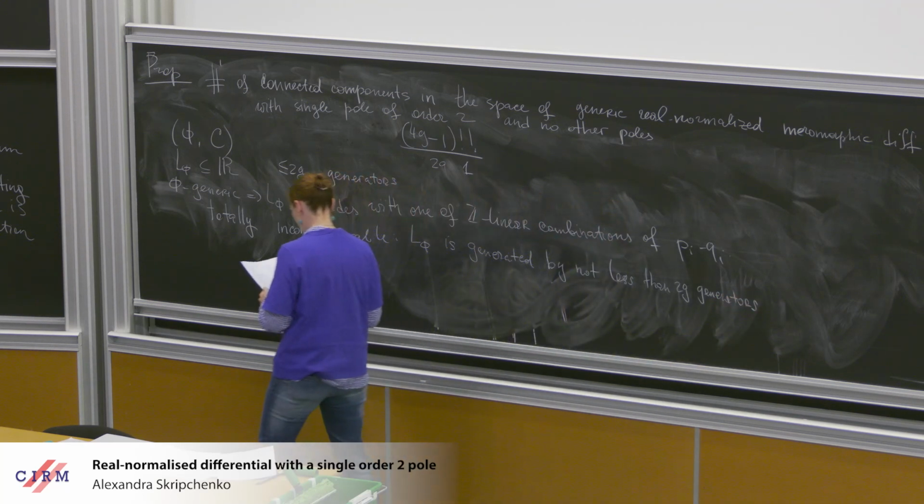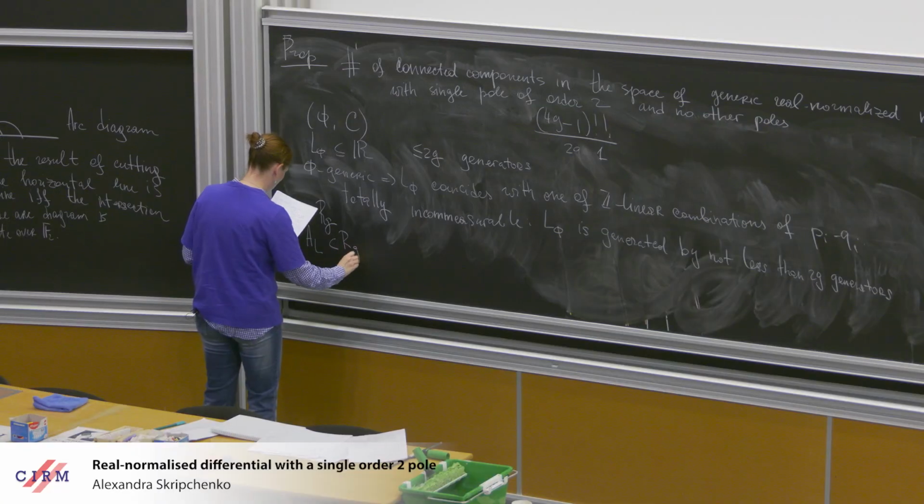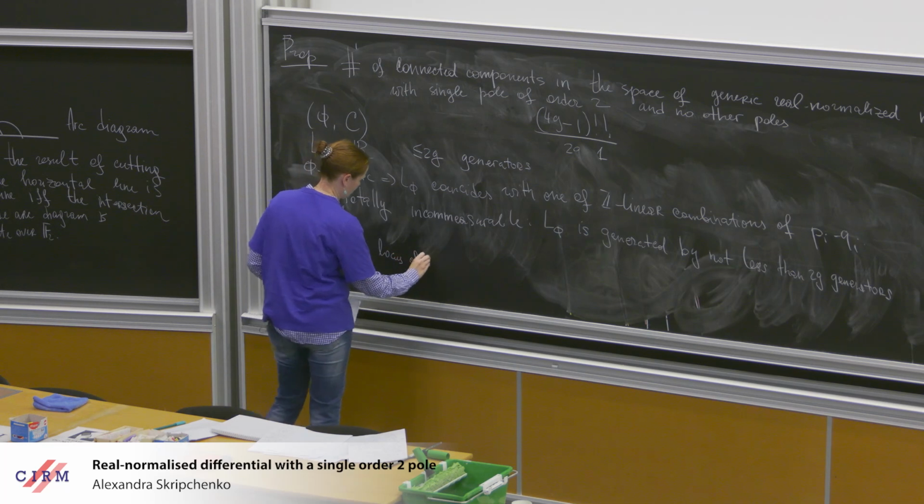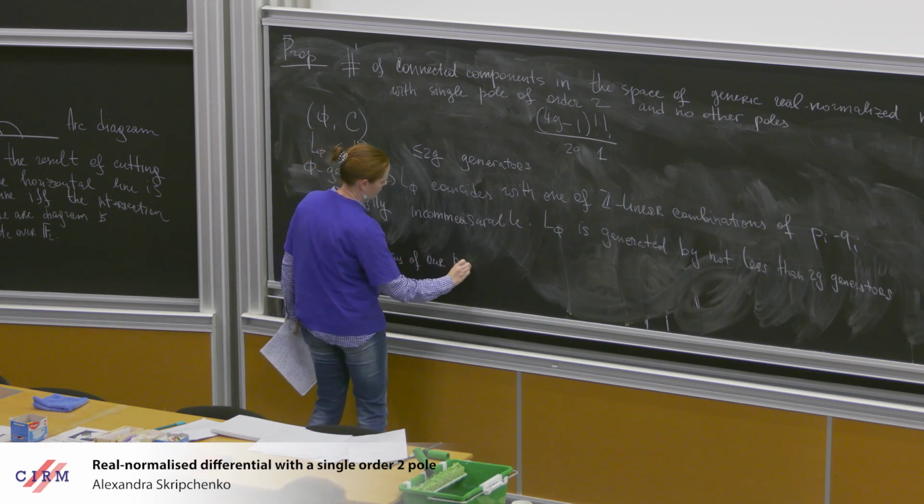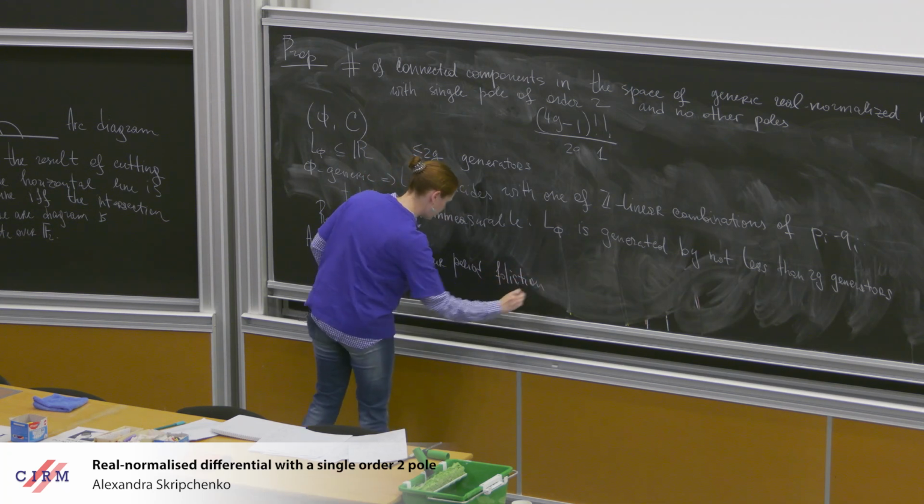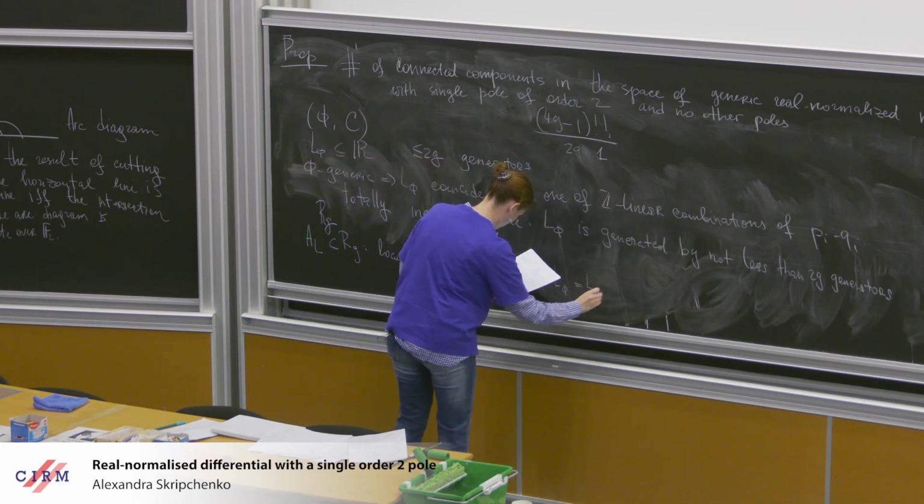And we can consider the space of all the real normalized meromorphic differentials with a single pole of order 2 on a genus G surface. And we can consider a subspace there, which is a locus of our period foliation. And so we take L_phi equal to L.